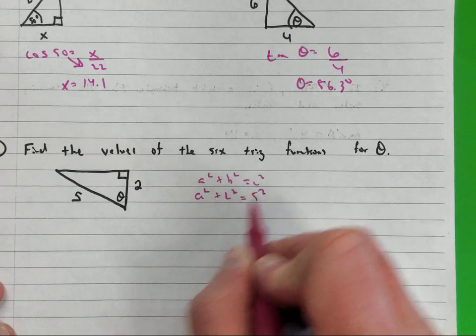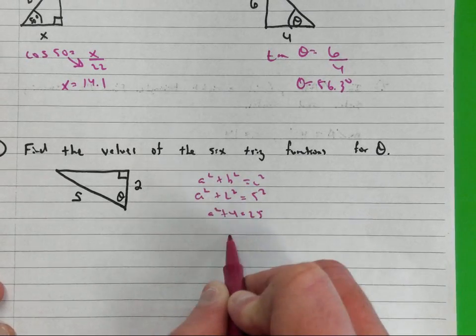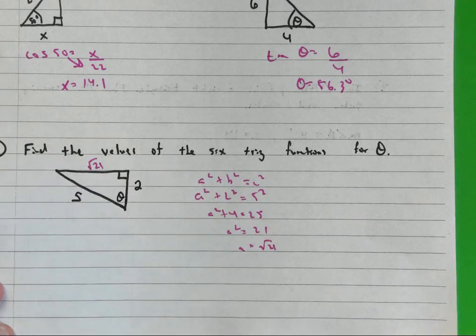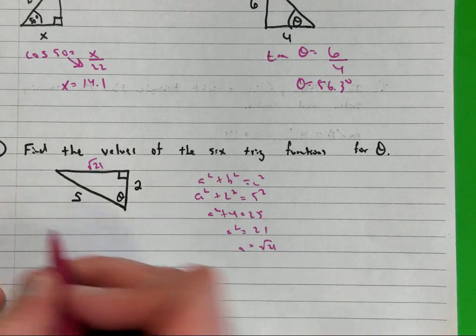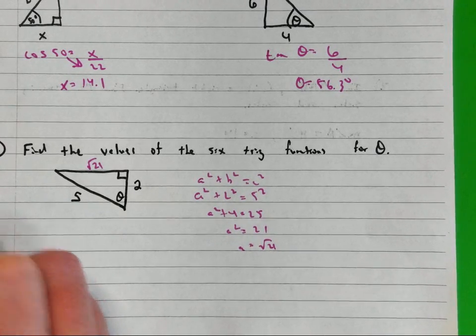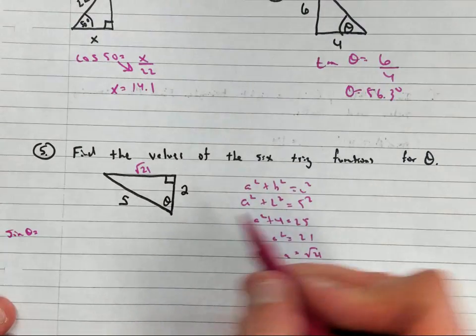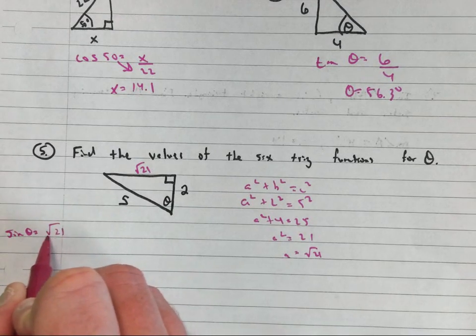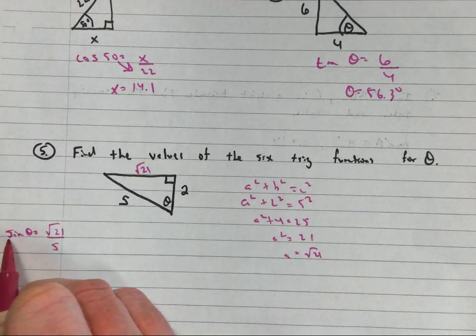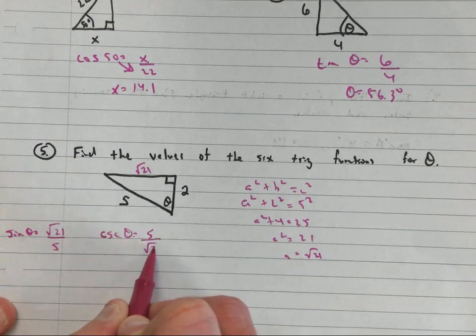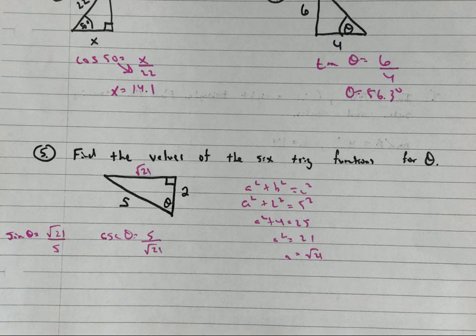5 is my hypotenuse. A squared plus 4 equals 25. A squared equals 21. A equals square root of 21. Can you break square root of 21 down? No, but if you could, would you? Yes. Now, let's go with it. I'm going to find sine of theta. Sine is defined as what? Opposite over hypotenuse. What's opposite of theta? Square root of 21 over 5. What's the reciprocal of sine? Cosecant. I'm going to flip it. Can I leave that radical in the denominator? No.